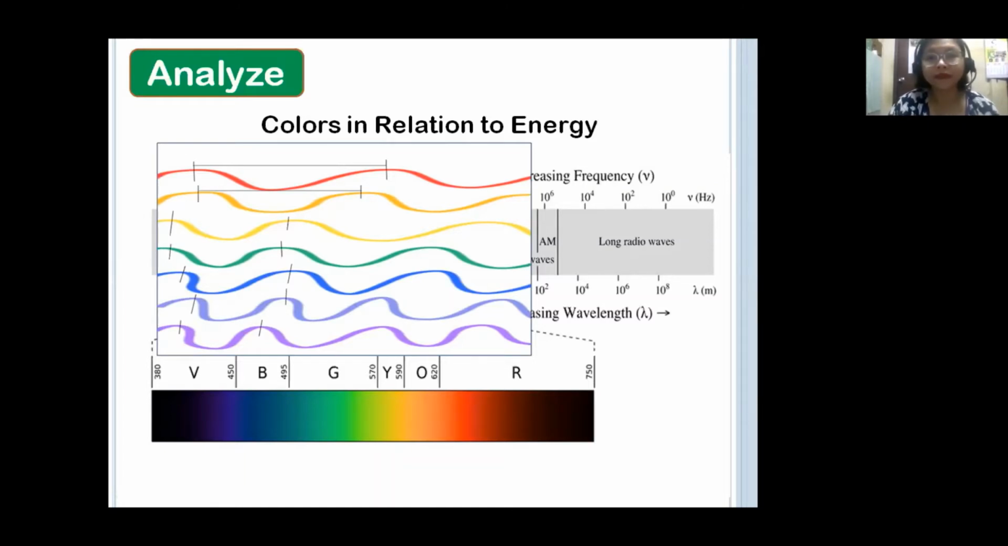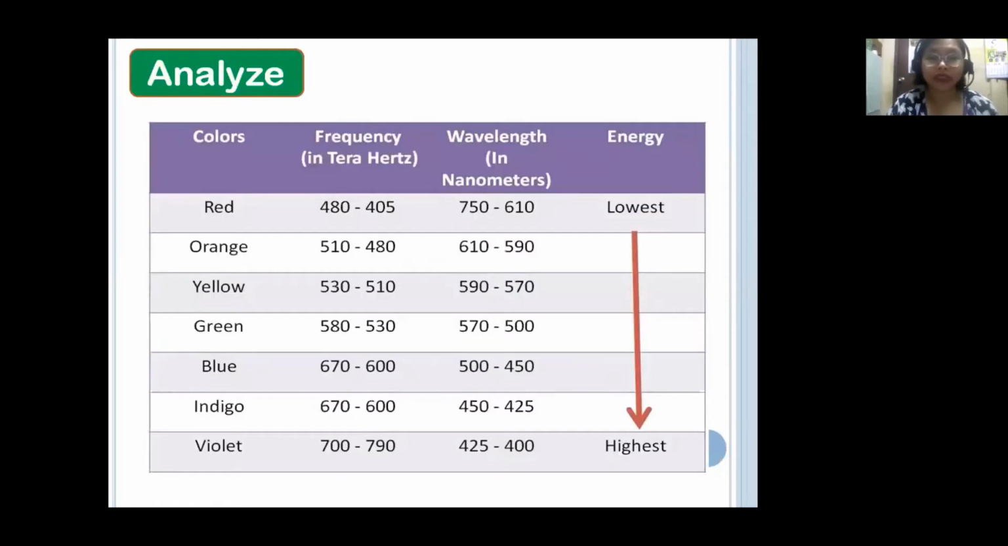Okay, next, let's look at the different colors. We have frequency, wavelength, and energy. So let's talk about the relationship between frequency, wavelength, and energy. If you remember, we have the acronym Roy G Biv. So from red, and then orange, yellow, green, blue, indigo, and violet.